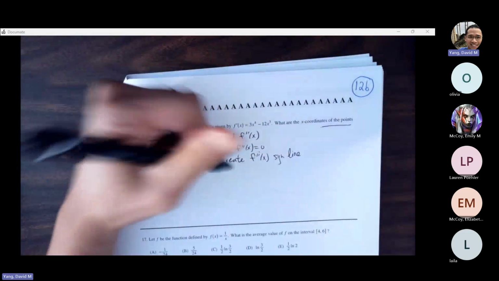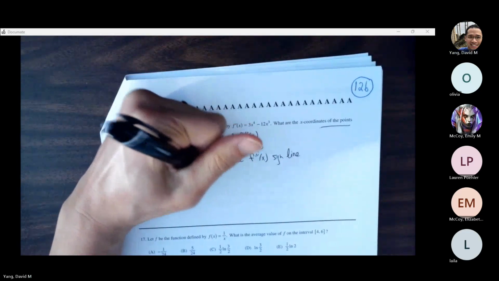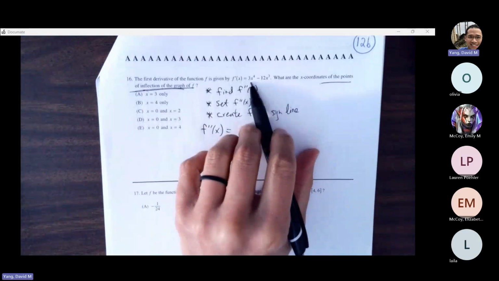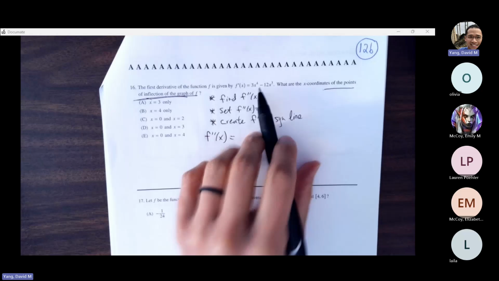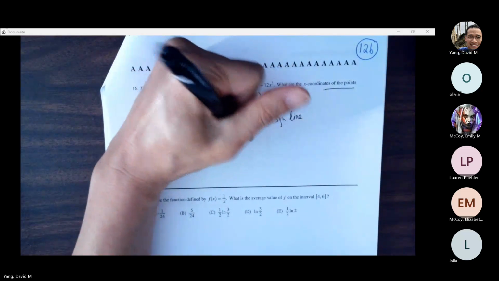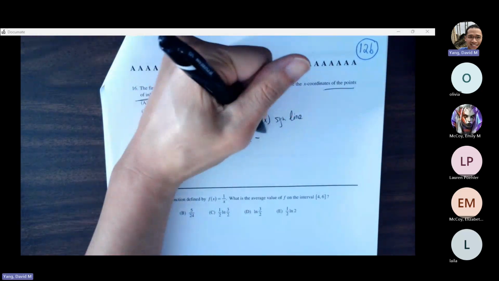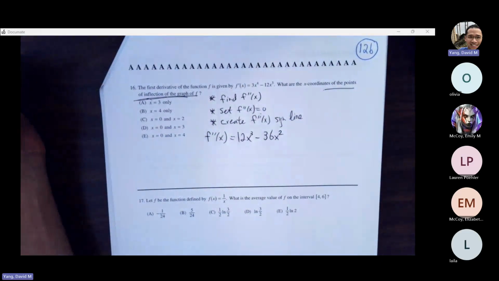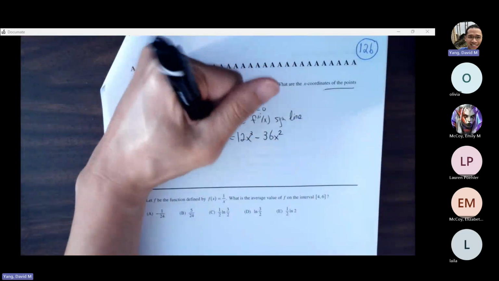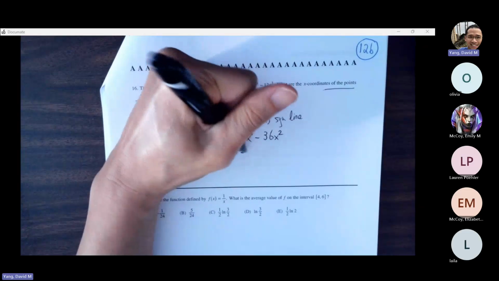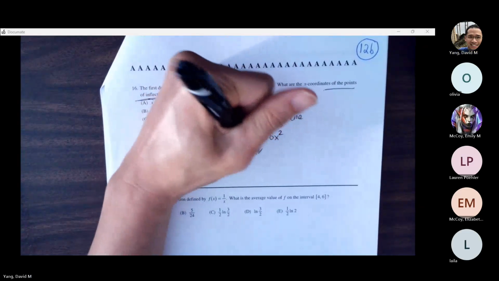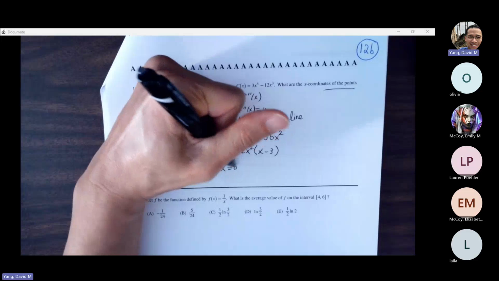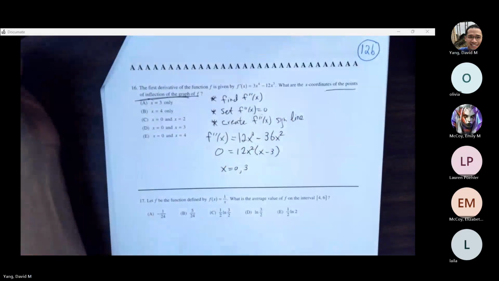So let's find f double prime. So power rule, 3x to the fourth becomes 12x cubed. 12x cubed becomes 36x squared. And set your second derivative equal to 0. Factor out the 12x squared. Solve for x, and we get 0 and 3.